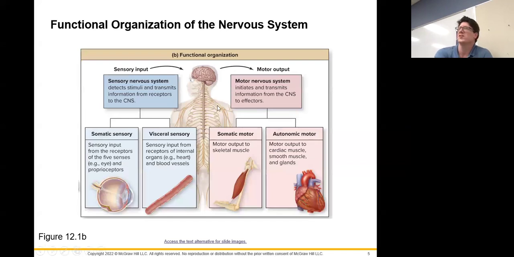Now, we can also talk about them functionally. Functionally, we have two major groups, or I guess three major groups. We have the sensory portion of our nervous system, we have the motor portion, and then we're going to have an integration portion. Okay. The sensory portion is going to deal with sensory information.